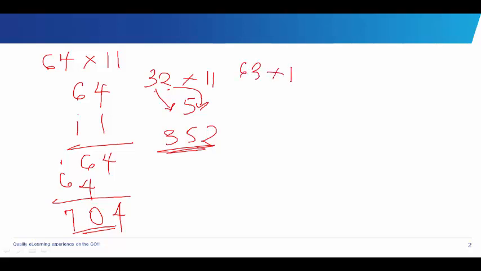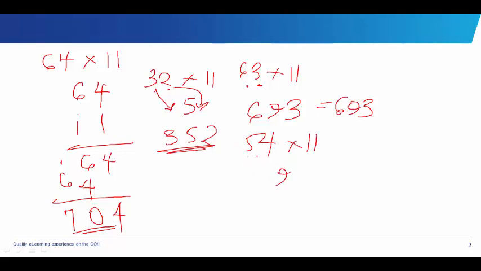63 times 11 will give us, you do 6 plus 3 is 9. Bring the 6 here, take the 3 here, and the answer is 693. Please don't ever forget this. 54 times 11, 5 plus 4 is 9. Bring the 5 to this side, take the 4 to this side, and that is our final answer, 594.